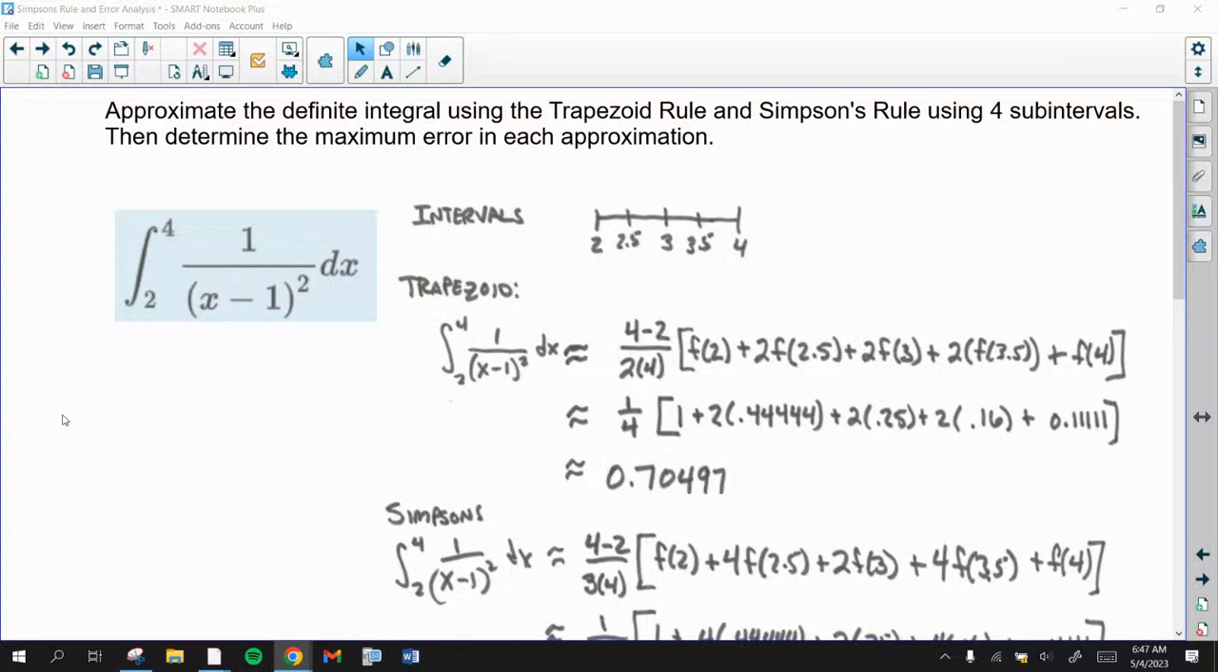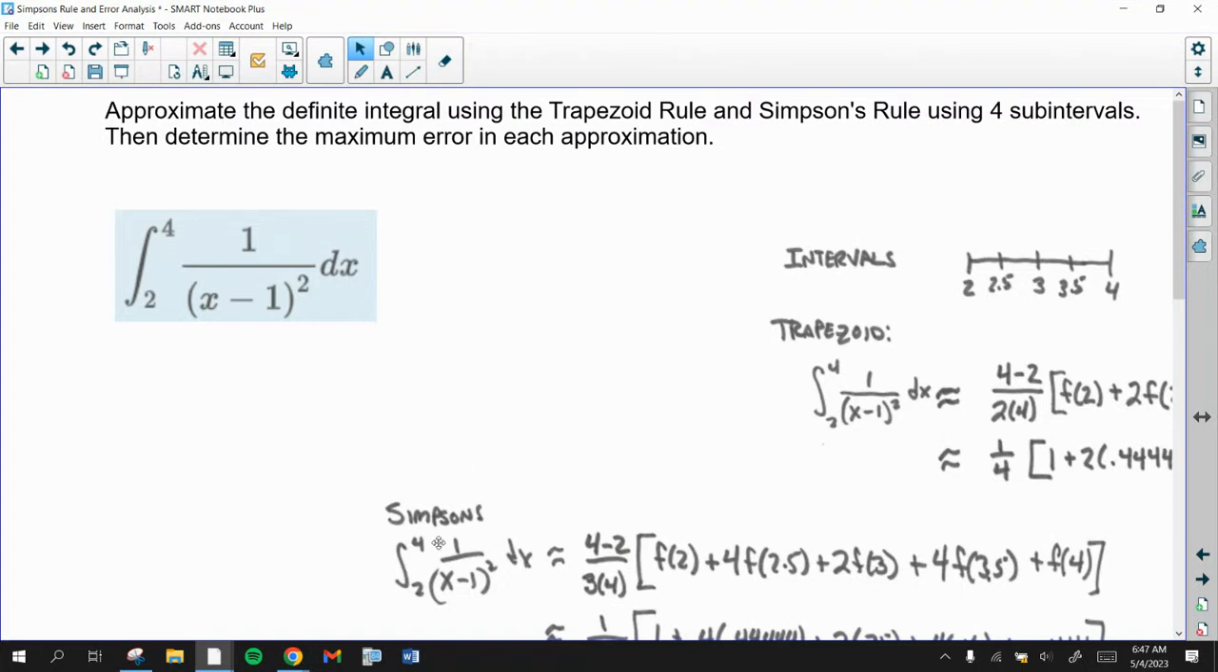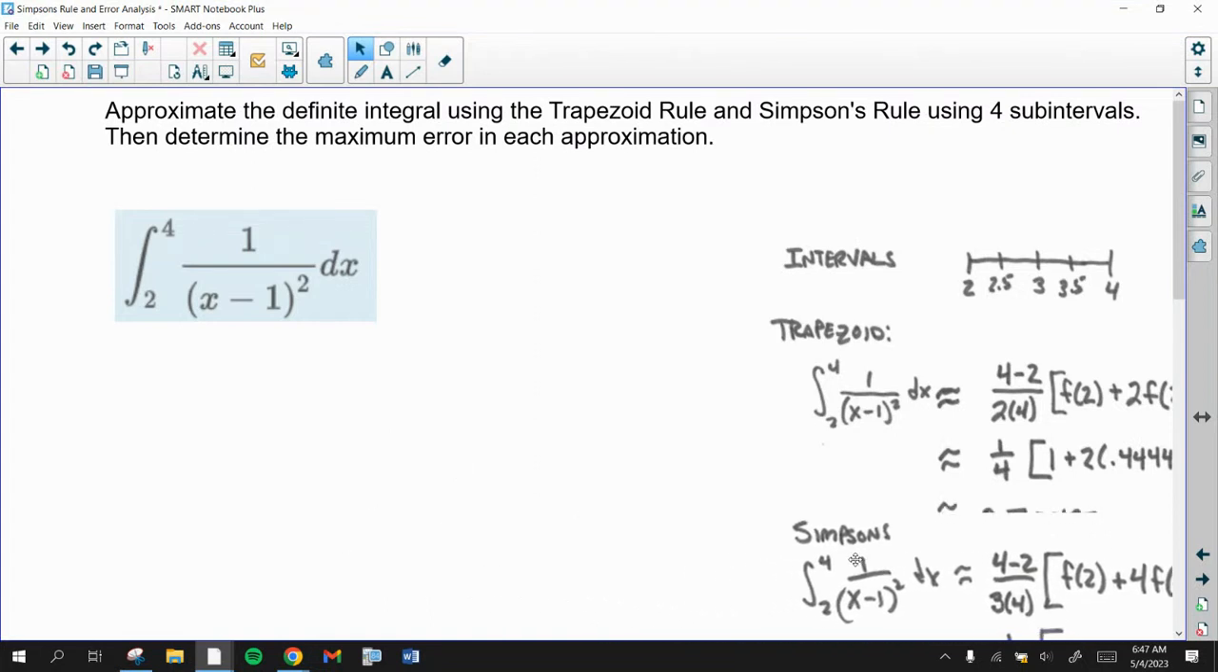All right, in this video, we're going to look at error in approximating an integral with both the trapezoid and Simpson's rule. There are formulas for both. So if you look at the problem, we're going to evaluate this using trapezoid and Simpson's, and then calculate the actual maximum error we could have made.